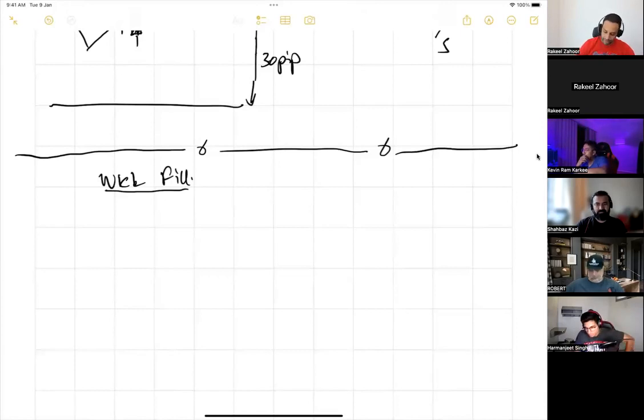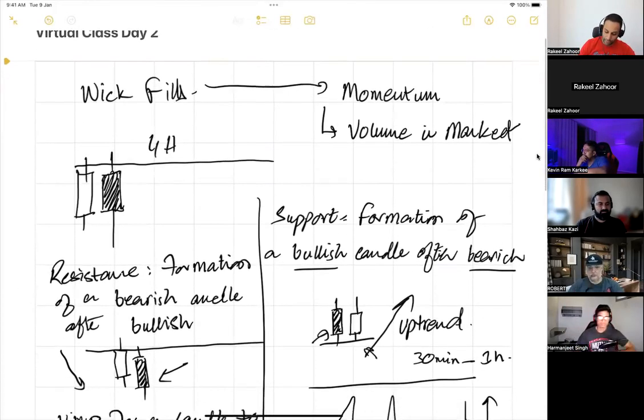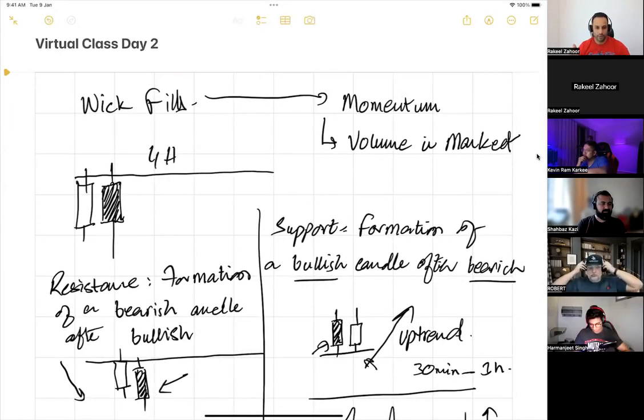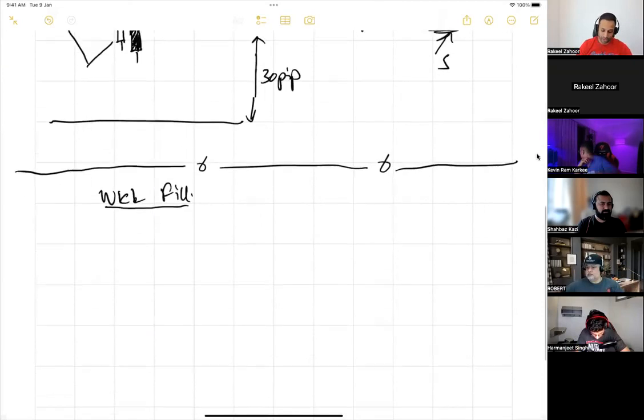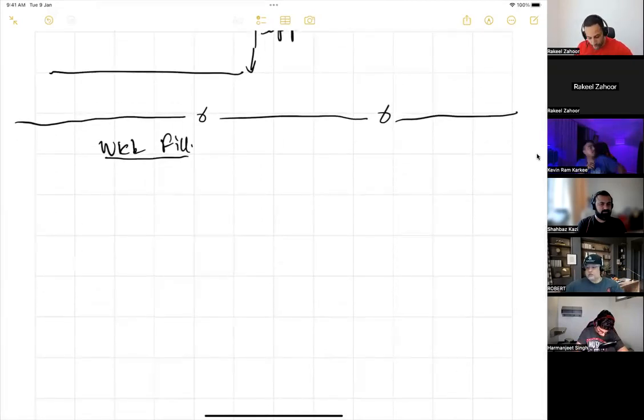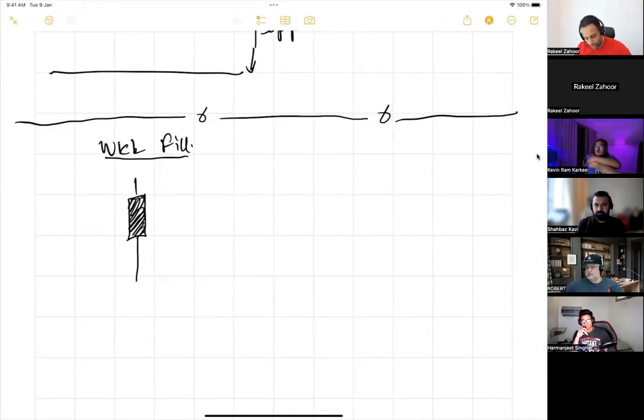Now, wick fills only happen when there's volume in the market, and also when there's momentum. That's when wick fills happen. So now let's break it down. Let's say you have a 4-hour candle that goes down.